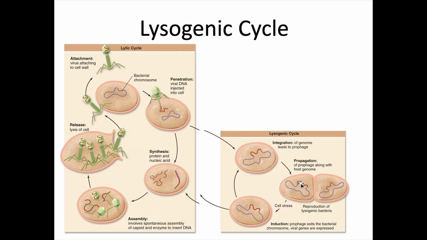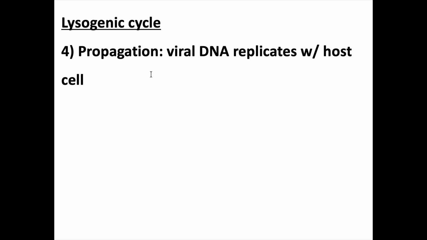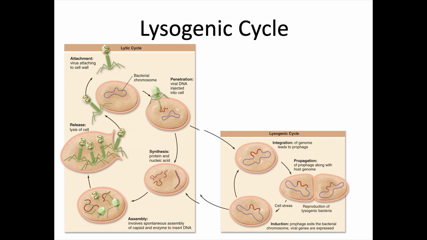So now you've got two daughter cells that both have this hiding, quiet viral genome integrated into the host chromosome. So integration here comes after entry. Viral genome integrates into host chromosome. Viral gene expression shut off. It's now called a provirus. And propagation, the viral DNA replicates with the rest of the host cell. Now, this can go on for many, many generations, especially if we're talking about free-living bacteria that replicate every 30 minutes. You can get a lot of proviruses as it goes through propagation.